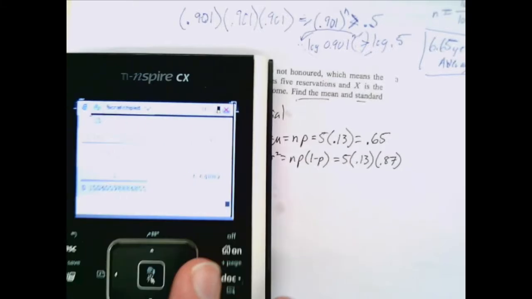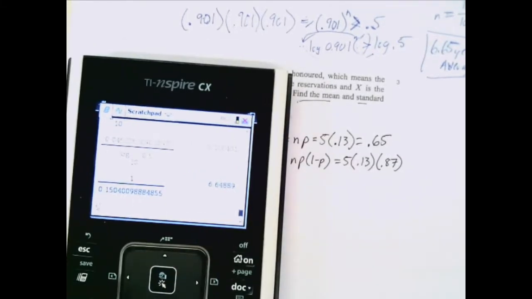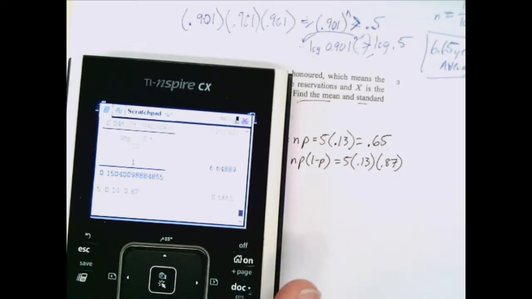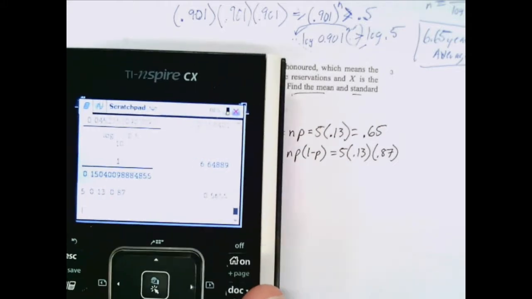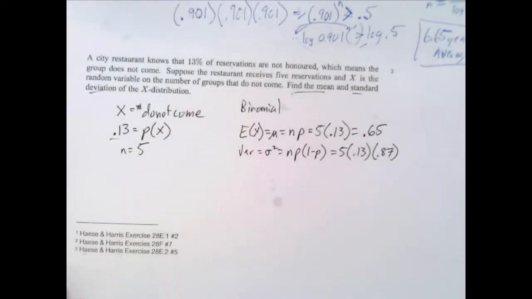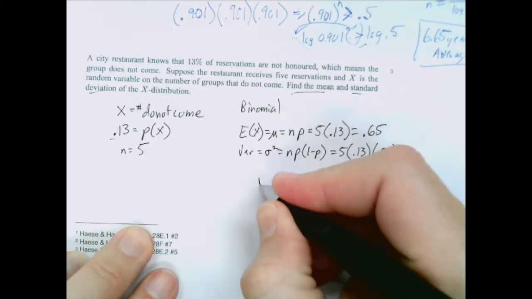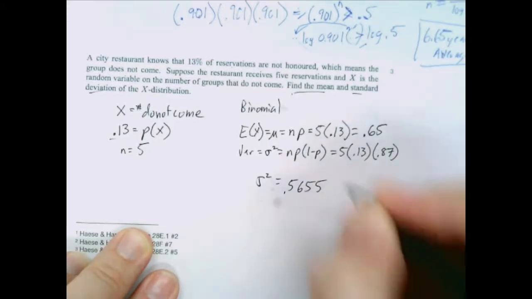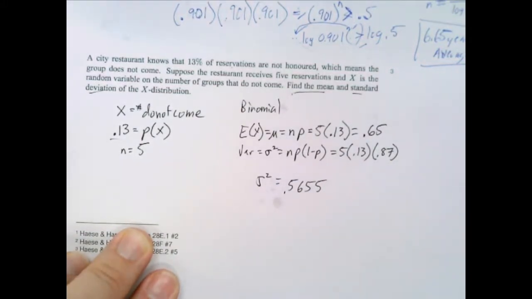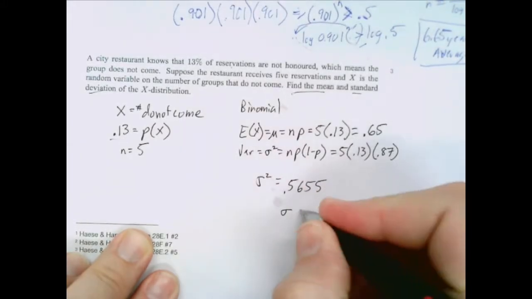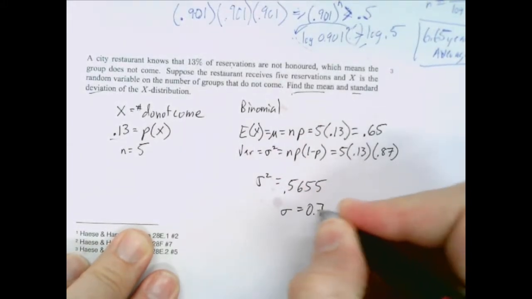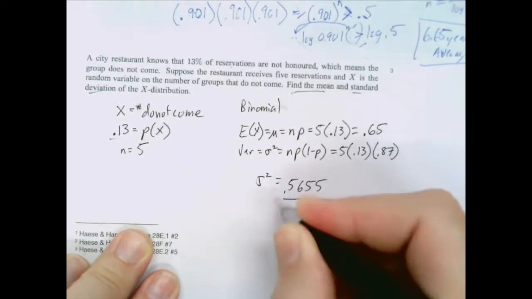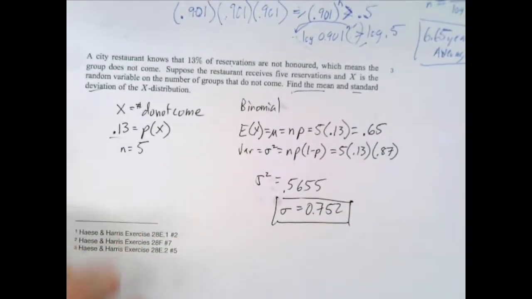So we go ahead and put that into our calculator here. 5 times 0.13 times 0.87, and we get 0.5. It doesn't show up very well on the screen there, but it is 0.5655. So therefore, variance, which is our sigma squared, is equal to 0.5655. So to get standard deviation, we're just going to square root that answer. So standard deviation is 0.752. That's my final answer, so I'm going to leave 3 significant figures there. All right, so that was a little bit easier one.